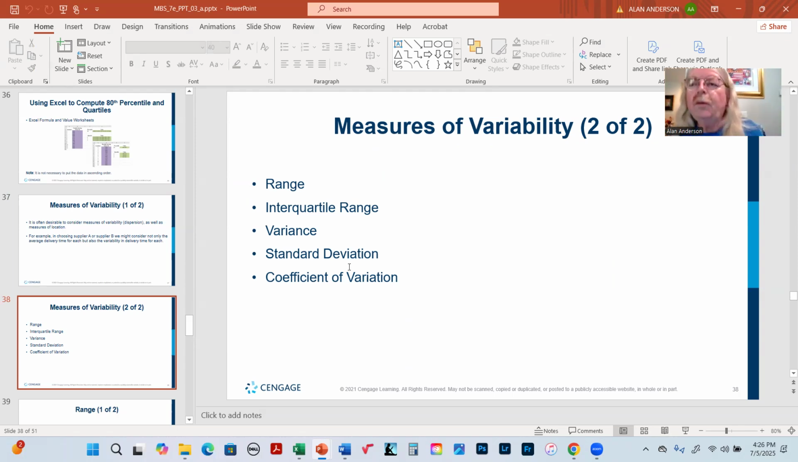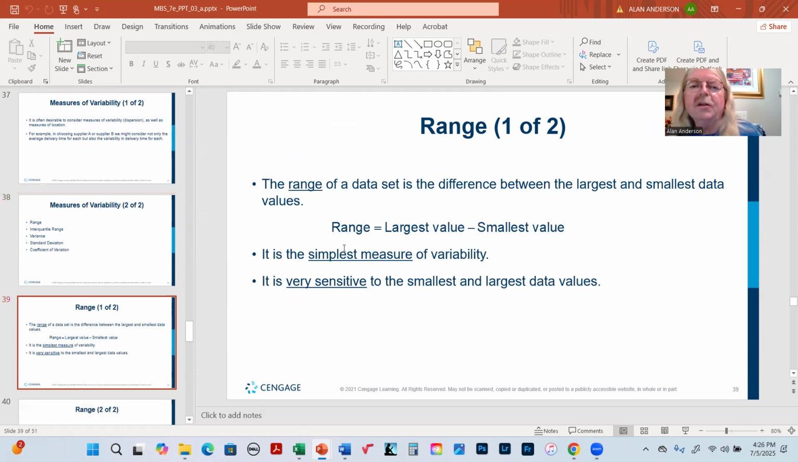Okay, here we go. The range is the easiest and simplest of all of the measures of variability, and I'm sure you already have a sense of what this is all about. All we have to do here is take the difference between the largest and the smallest values in our data set. It's a very rough approximation. It's not the best measure of variability, but it's a good, easy number to calculate. If you don't need extremely precise information, the range can often be all you really need.